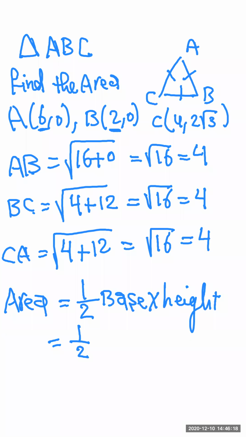It's BC. So BC is the one we found, which is 4. Any one of them you can consider as a base because it's an equilateral triangle. So AB is 4, BC is 4, and CA is 4. Exactly, because the three sides are equal, so it's equilateral.